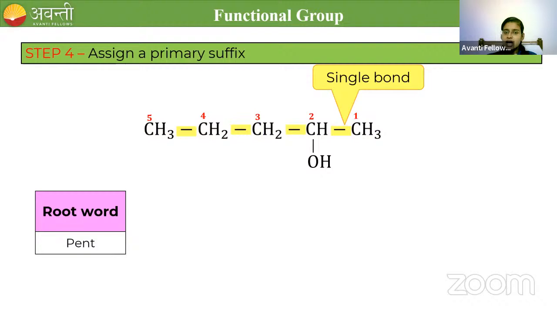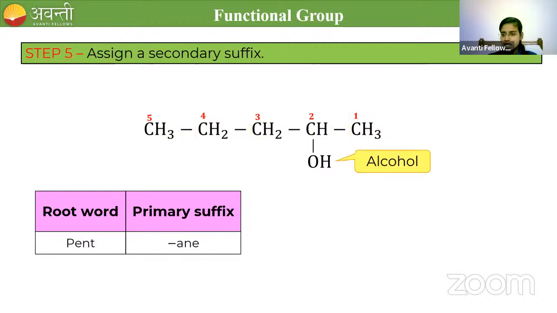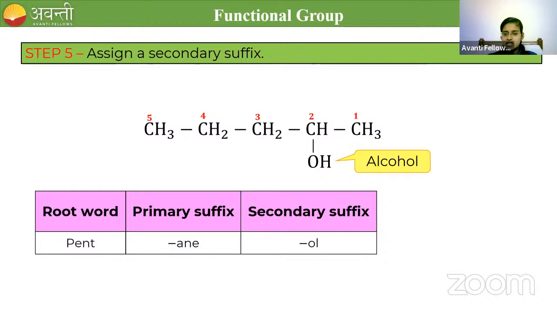So next we have to assign the primary suffix. Since it has only single bonds, the primary suffix is A-N-E. And the functional group is the alcohol, right? So that should be the secondary suffix. The secondary suffix for alcohol is OL. Then we have assigned the secondary suffix also.